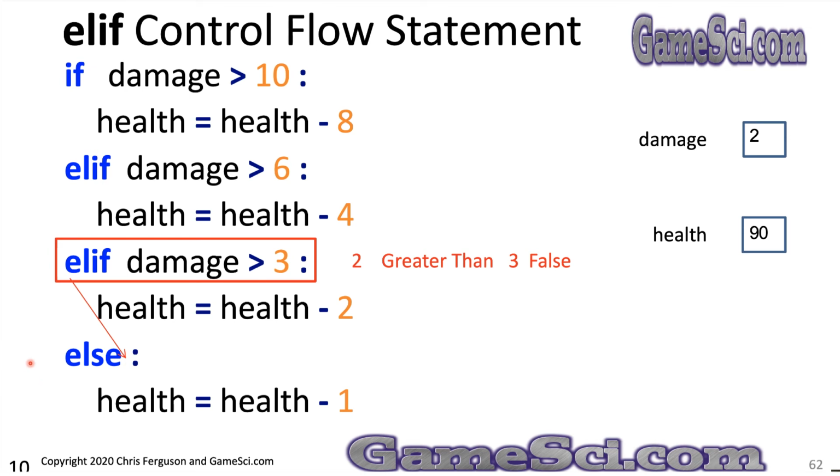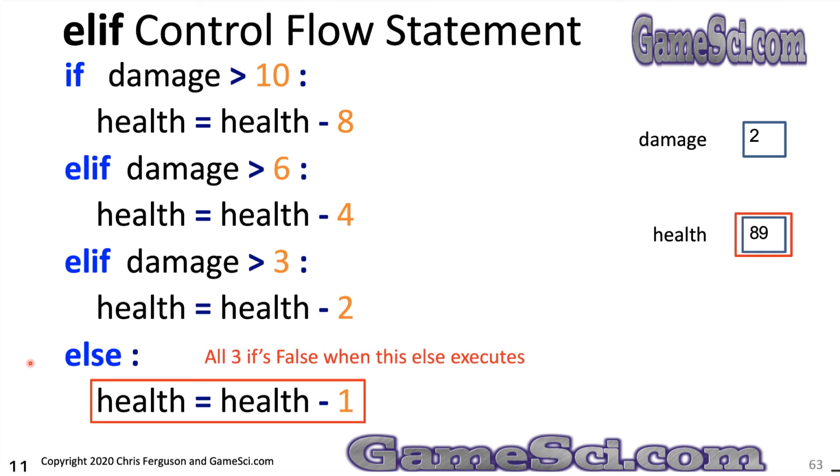Remember, the else here is like a catch-all. It's going to catch everything that doesn't have a true statement above it. And sure enough, the code in the else executes. All 3 ifs are false when this else code executes. And this is false, and this is false, and this is false. Only under that condition do we execute this else. And of course, health equals health minus 1. Our health variable went down by 1.